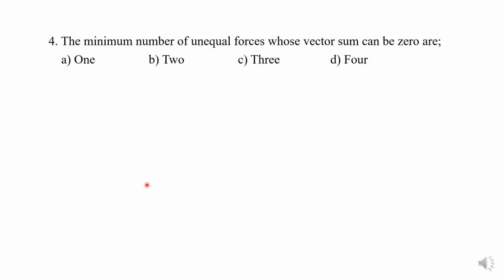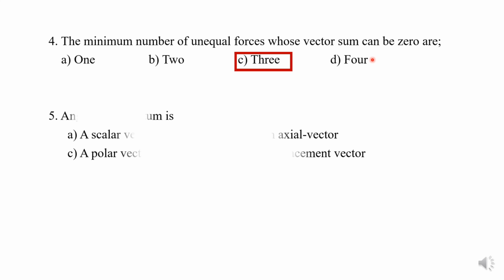MCQ number 4, which stated that the minimum number of unequal forces whose vector sum can be 0, यानी कितने मिनिमम नंबर ऑफ अनइक्वल फोर्सेस होना चाहिए एक वेक्टर के लिए ताकि हम उनको जमा करें और उसका रिजल्ट हमें 0 दे दे. तो मिनिमम नंबर हमें 3 चाहिए. तो करेक्ट ऑप्शन इज ऑप्शन नंबर C.